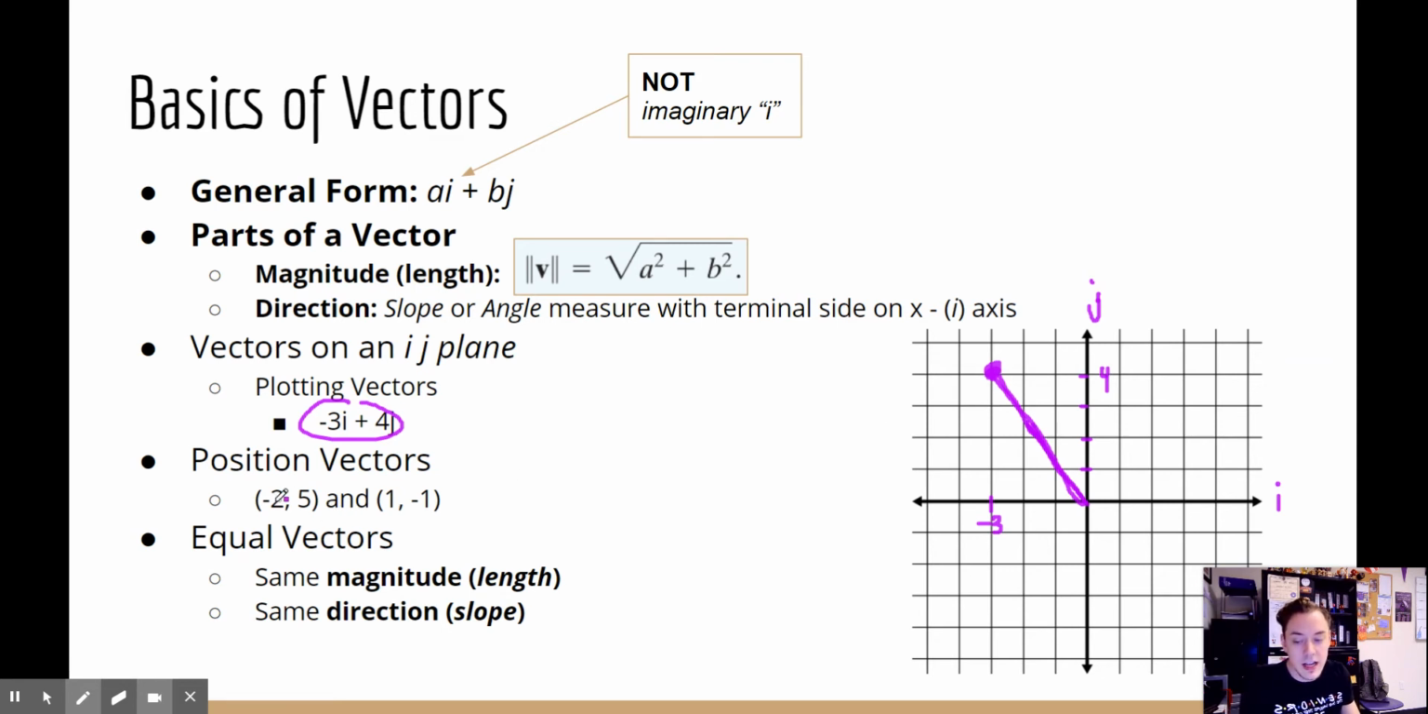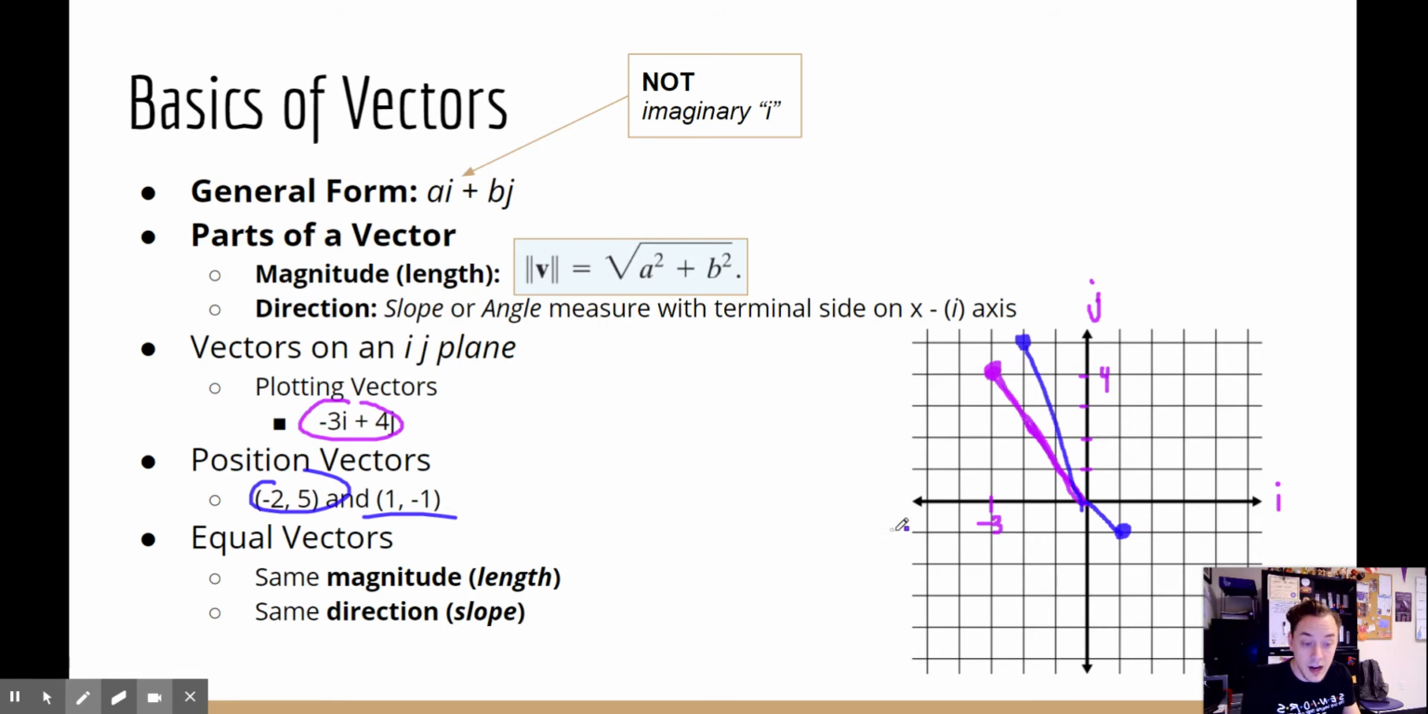Now, position vectors, I can plot that like -5 or -2, 5. So -2, 5. What are position vectors? So -2, 5 is going to be right here in blue. And then 1, -1. So 1, -1 is right here. So essentially, these vectors, that would be like a vector. This would be a vector.